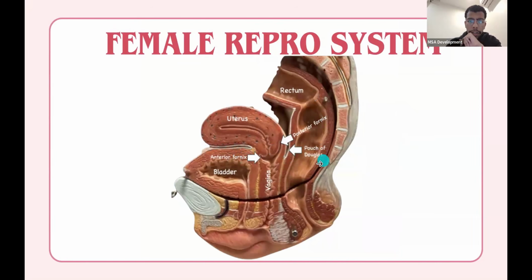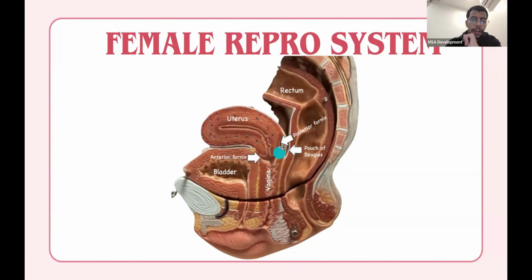And then here is another model. Now I want you guys to know these very well. The anterior fornix and the posterior fornix, which are kind of like grooves, or like dead ends, around the uterus.